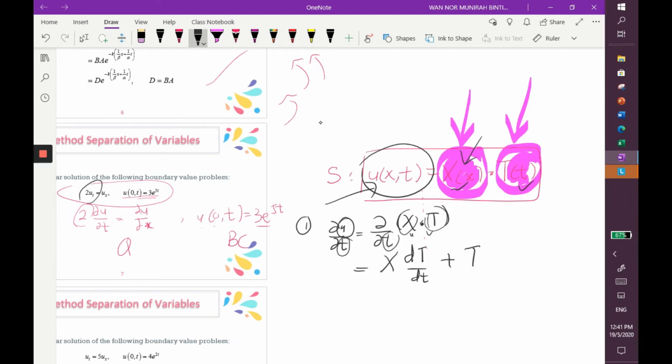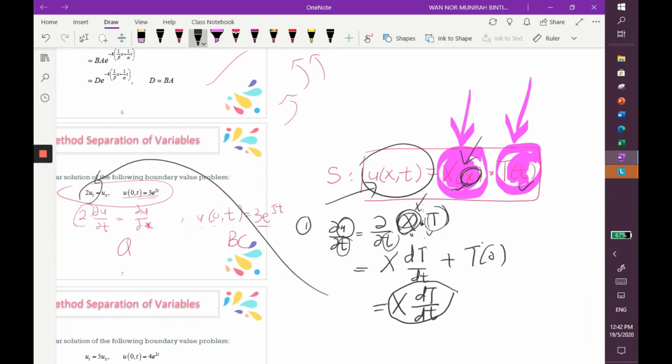So you remain T, differentiate X with respect to t. You notice that this X is a function of small x, we don't have t, so X here is a constant. You need to treat X as a constant, and differentiating a constant gives you 0. So that is your solution for del u del t. After this, we can plug it into the question first.